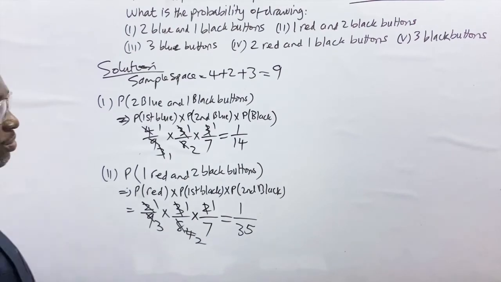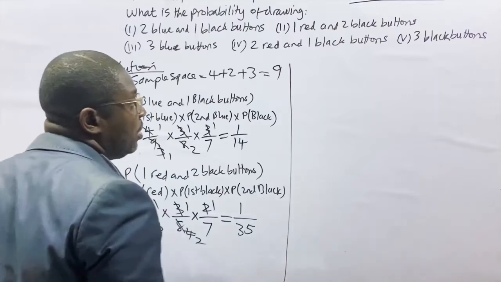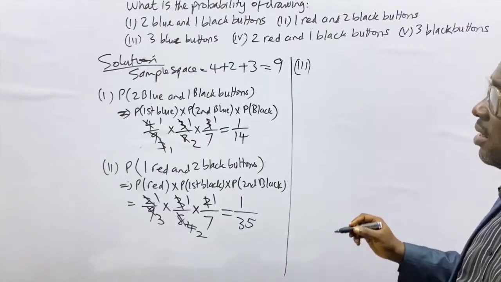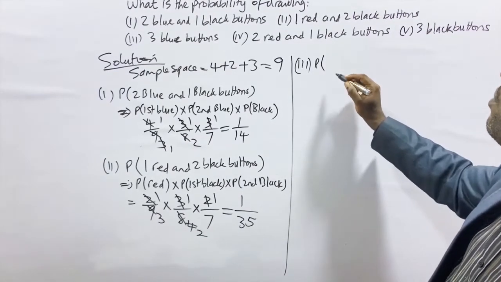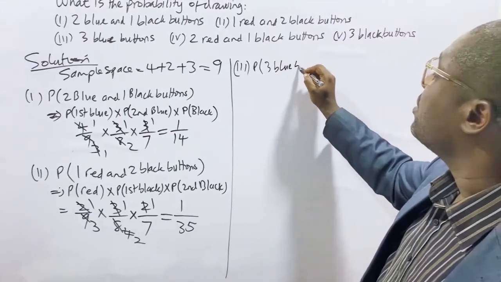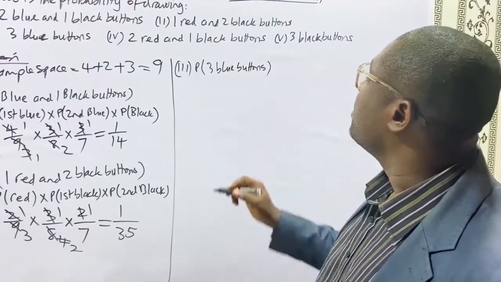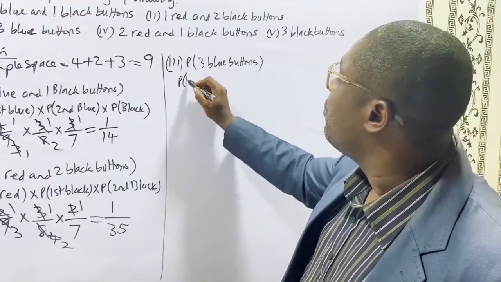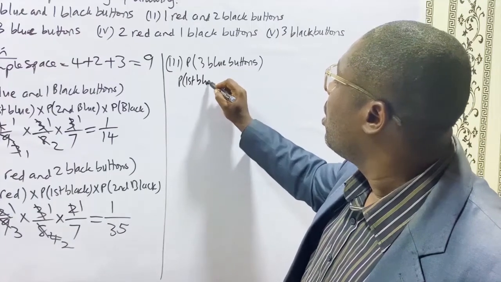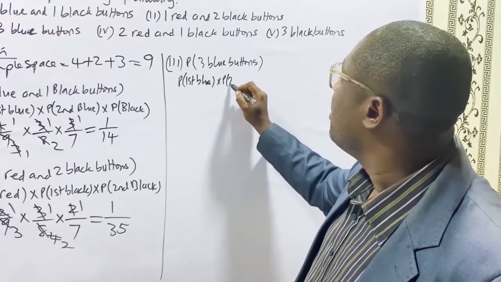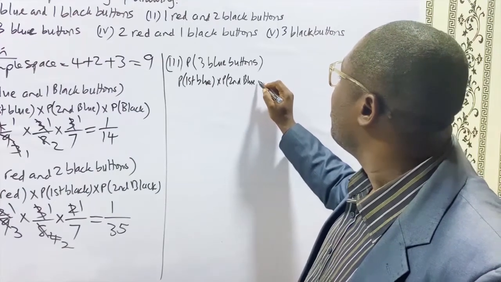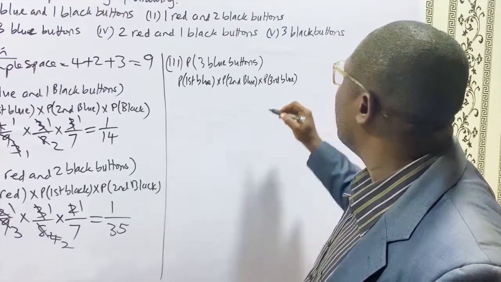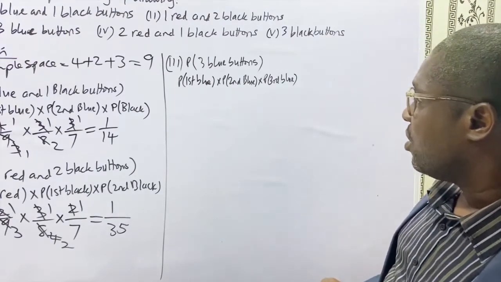All right, let's move on to number 3 quickly. All right, number 3 is to find the probability of 3 blue buttons. And to get that, it's going to be probability of first blue times probability of second blue times probability of third blue. Okay, probability of first, second, and third blue.